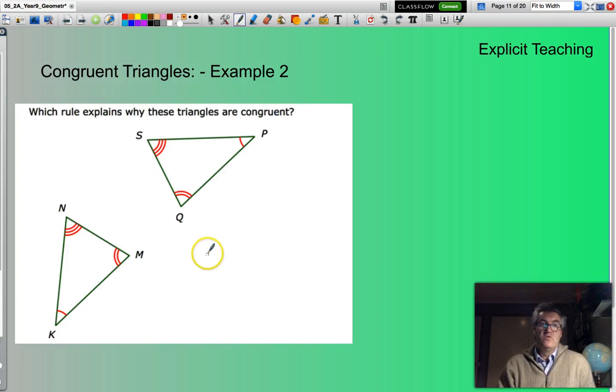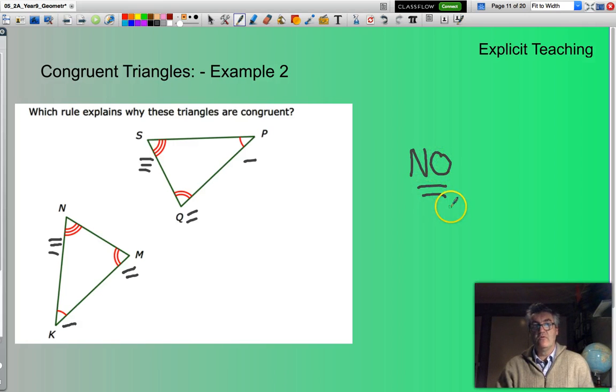This time, you can see that we're only given angles. We can say that this angle here is the same as that one. That angle is the same as that. That angle there, same as that. But there is no rule for the condition angle, angle, angle. We may have two angles on one side, but not angle, angle, angle. So we do not have enough information to determine whether these two triangles are congruent. They may be, but we just do not have enough information. So at this stage, I have to say these two triangles are not congruent.